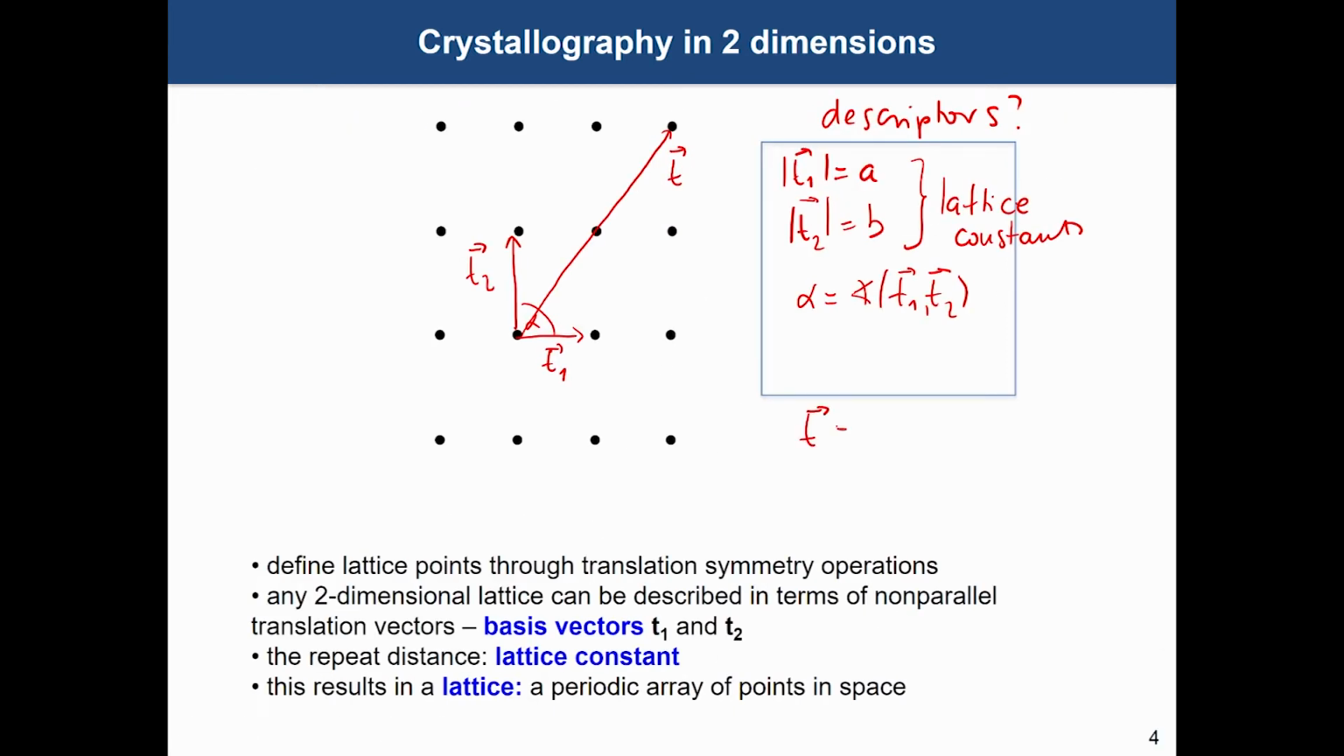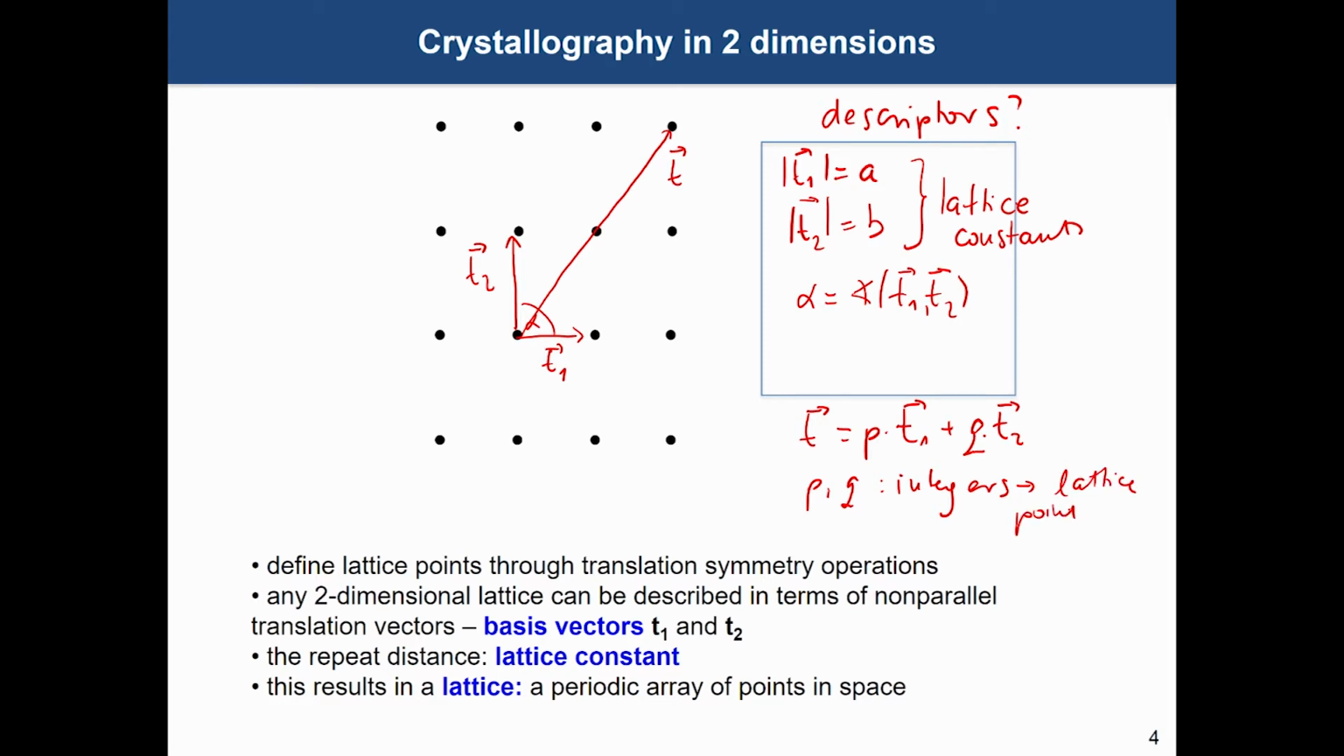Now, if I have any vector in this particular space, like this T, T can be written as P times T1 plus Q times T2. So any vector in the two-dimensional space can be written in these terms. But if P and Q are integers, this will define a lattice point, right? So if P and Q are integers, this is a lattice point.